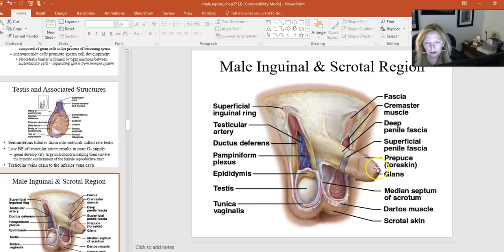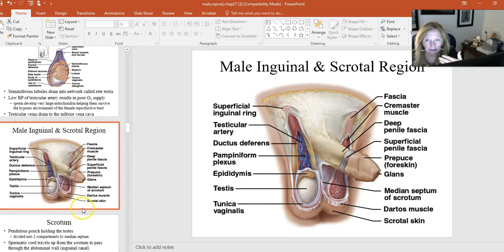So you can see the prepuce here, the foreskin, an illustration of that, where, just for basic hygiene, the prepuce can be pulled back and cleaned and whatnot, but it's very protective of the glans, which is highly sensitive.